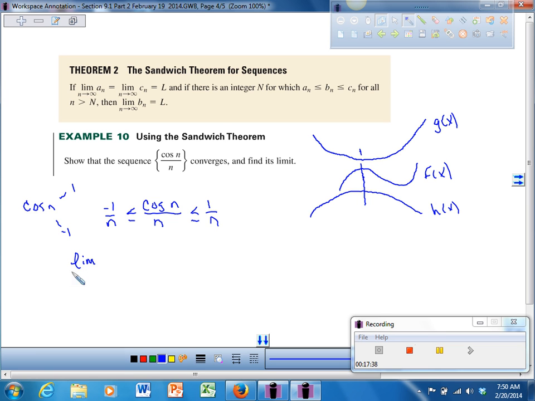So given that, we can apply our limit, take the limit as n goes to infinity of every part of this compound inequality. The limit as n goes to infinity of negative 1 over n is less than or equal to the limit as n goes to infinity of cosine n over n is less than or equal to the limit as n goes to infinity of 1 over n.